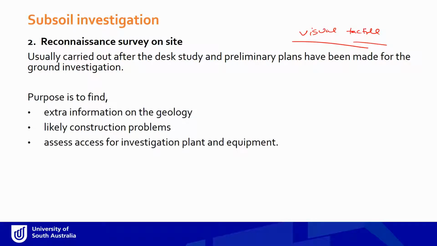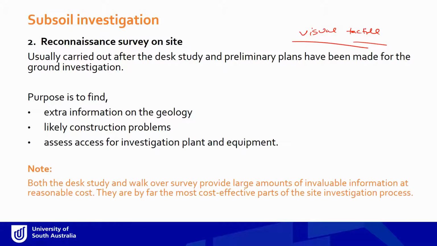Now, during this reconnaissance survey, what we are targeting to find is extra information on geology. Obviously, we'll be targeting to confirm whatever we have learned in the desk study. So we'll be going there and visiting the site and finding out as much information as we can on the soil geology and soil type from the visual tactile test. We'll also be looking at likely construction problems, likely site investigation problems, access issues, whether there is a water source available, or an access road, or how big it is, all these sorts of things. We'll be collecting this information during the reconnaissance survey stage.